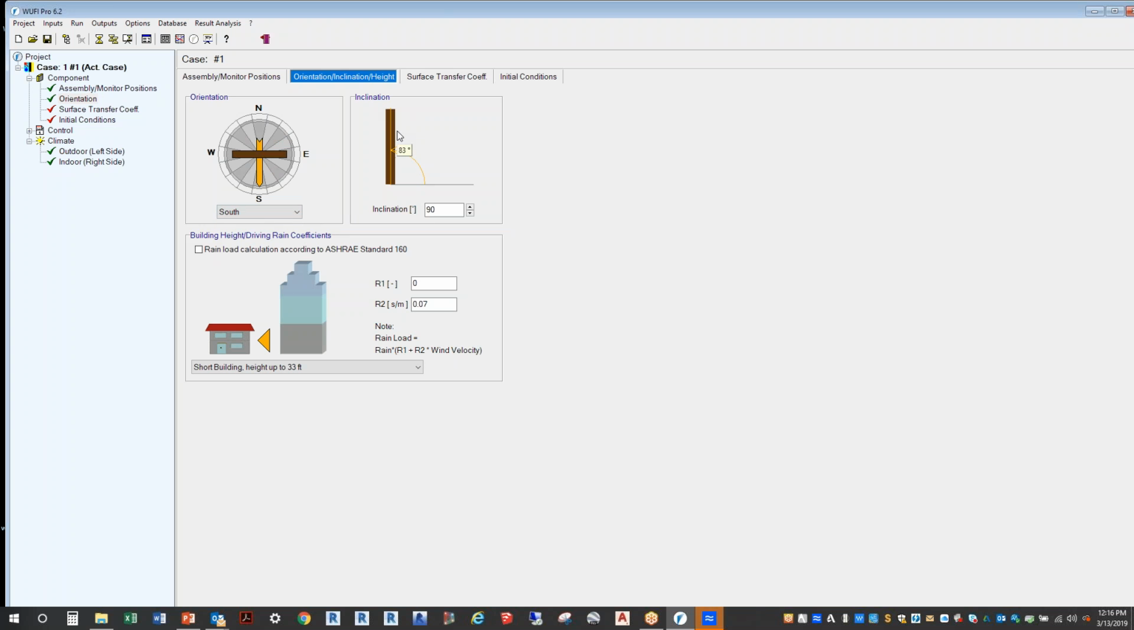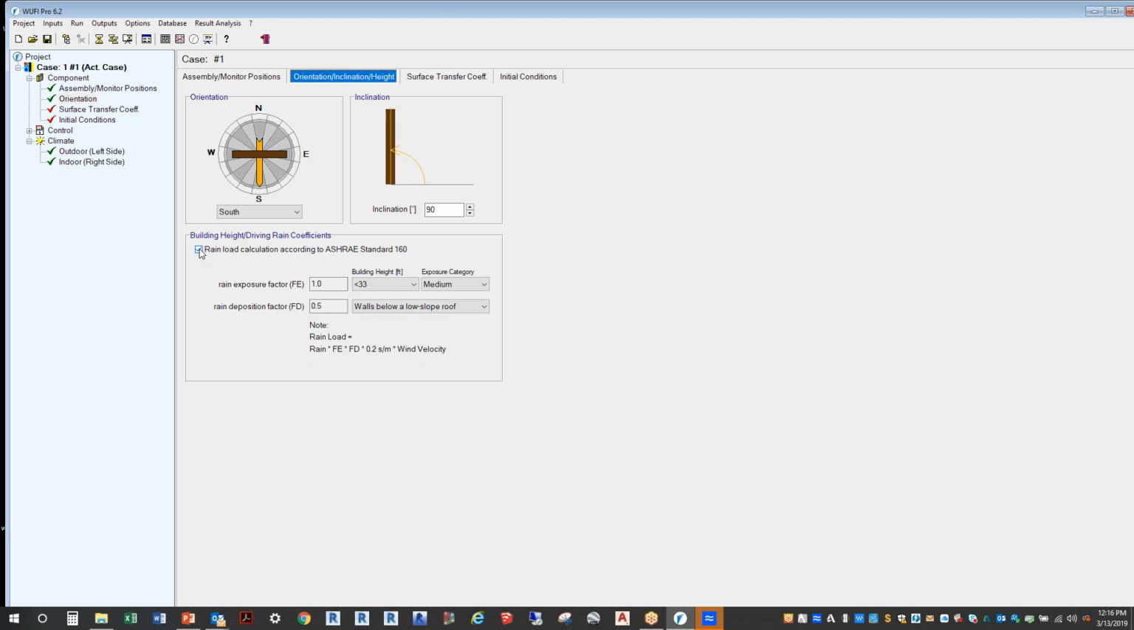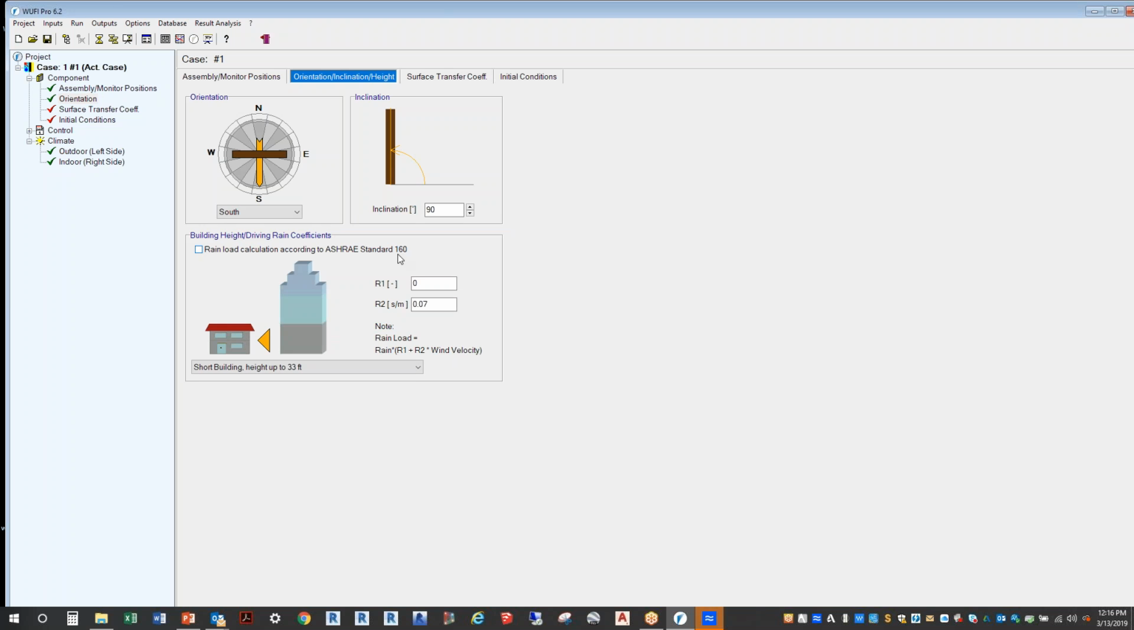If this is a roof or something that's not vertical, you would want to change the inclination to whatever that degree is. And then rain load calculations. For the rain load calculations, if you want to use the ASHRAE standard 160, it's just a more accurate version of the simulation. You can use that, but it takes a lot longer to run. Or you can just use the weather file and then input your building height.